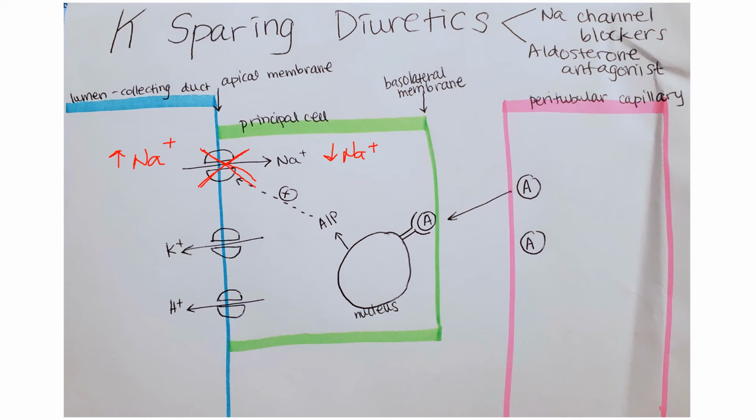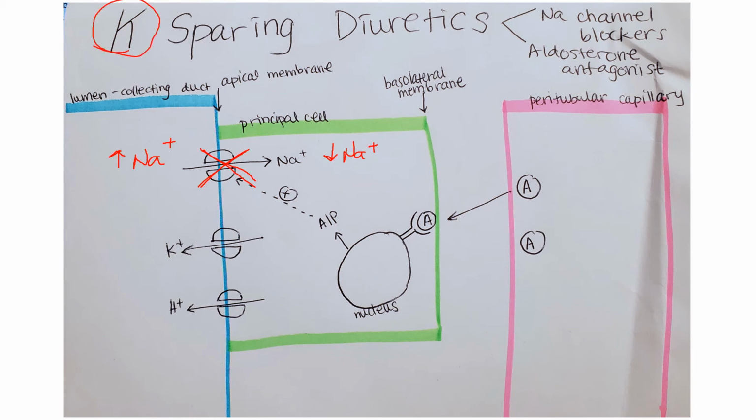But the thing is, only 3% of the sodium is usually reabsorbed at this level, at the level of the collecting duct. So that means that we only inhibit 3% of the sodium reabsorption, meaning that the sodium loss is fairly minimal, and therefore water loss is also minimal. And this kind of explains why sodium channel blockers and potassium sparing diuretics in general are considered low ceiling diuretics. Right, so why are they called potassium sparing diuretics? I'll explain that right now.